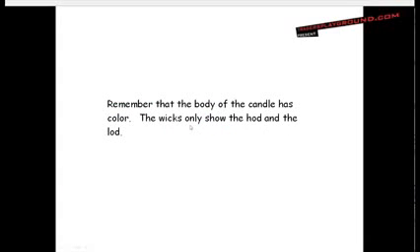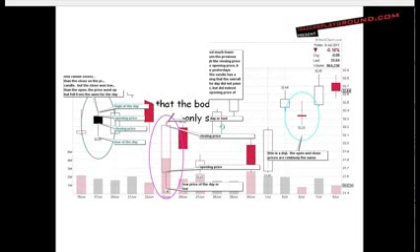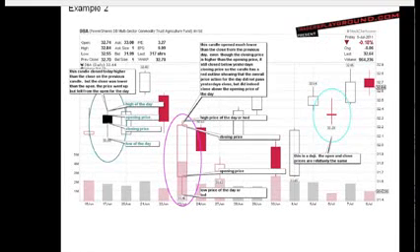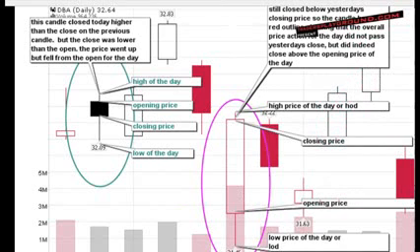I want you to remember that the body of the candle has color. The wicks only show the high of the day and the low of the day. It's important to remember in all candlesticks. We'll zoom in a little bit.